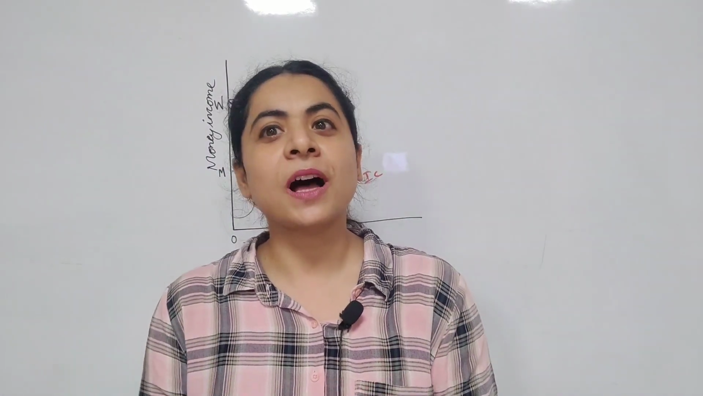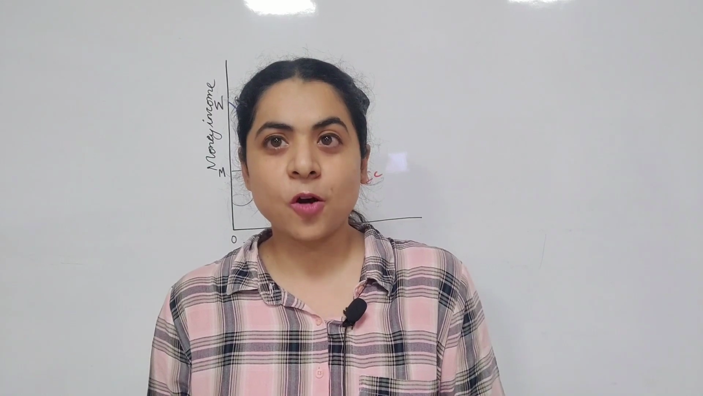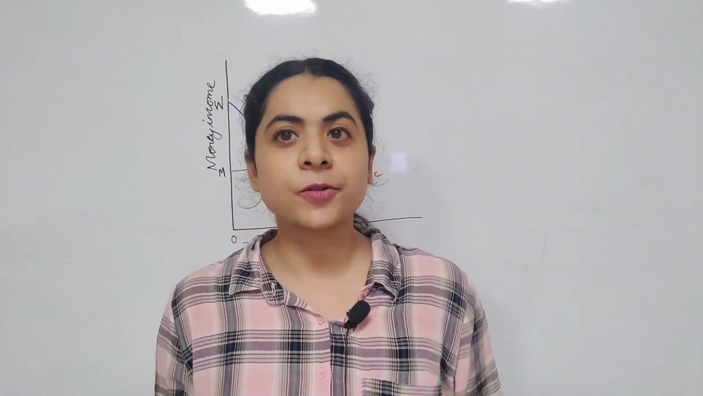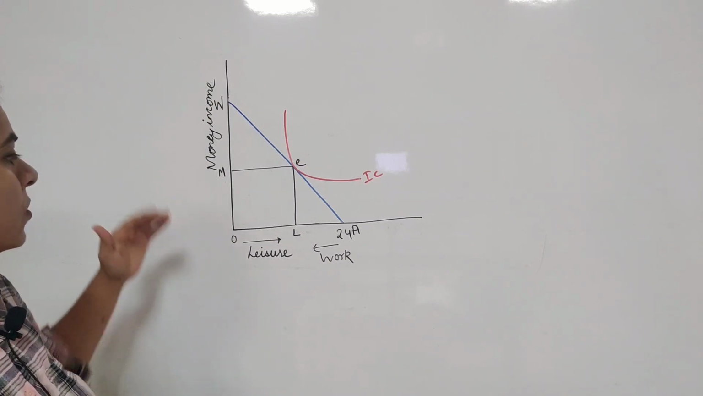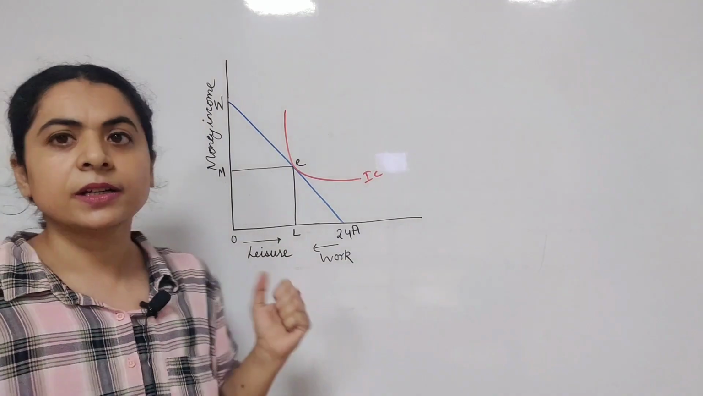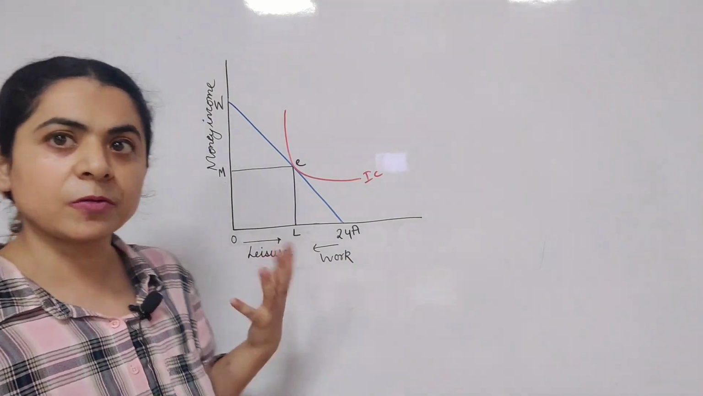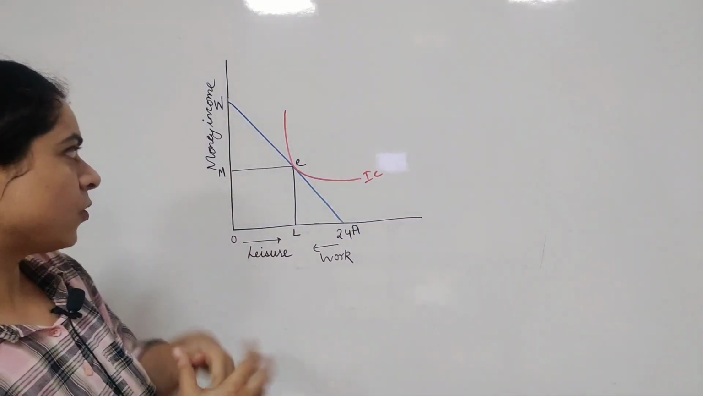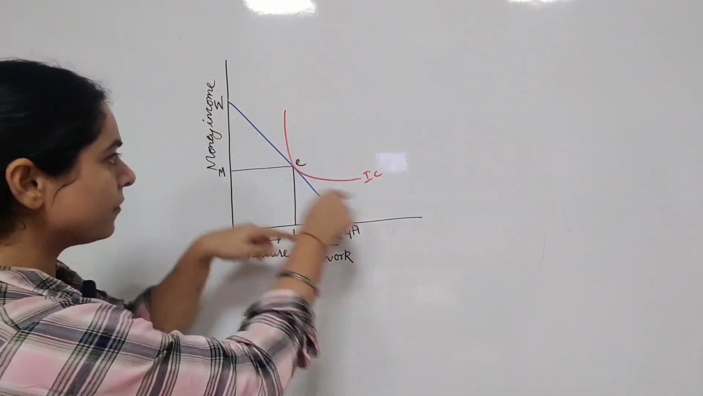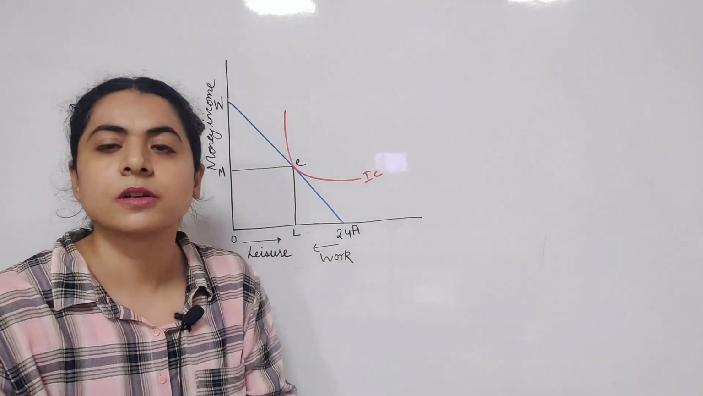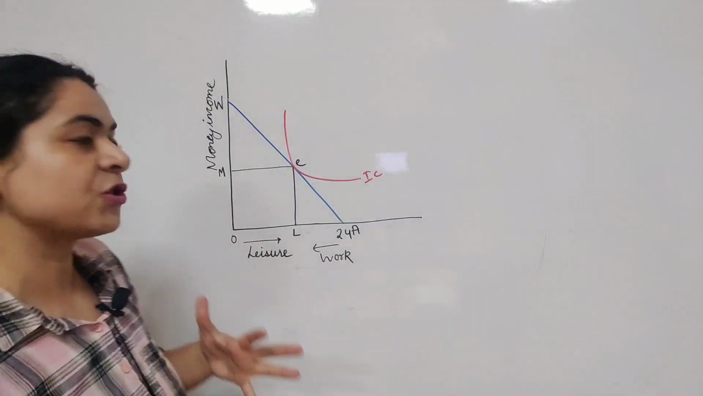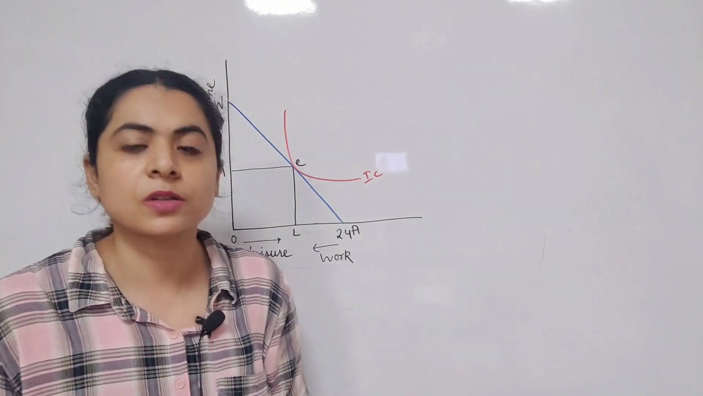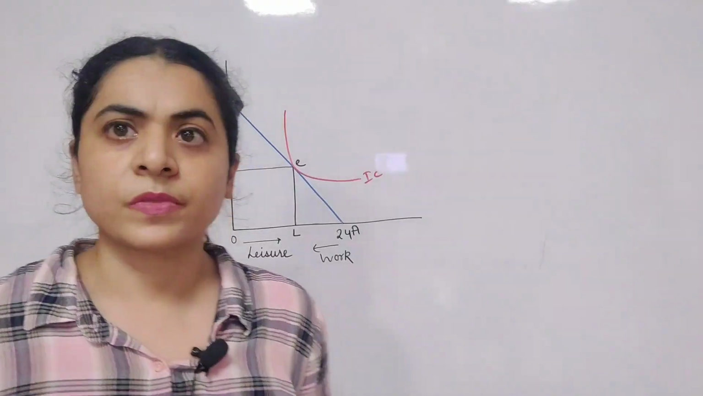In today's video, I am going to explain the concept of the backward bending supply curve of labor. This indifference curve shows different combinations of money income and leisure, among which the worker is indifferent. All the points on this indifference curve show different combinations of money income and leisure, which give equal satisfaction to the labor.